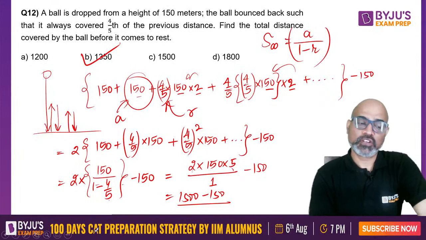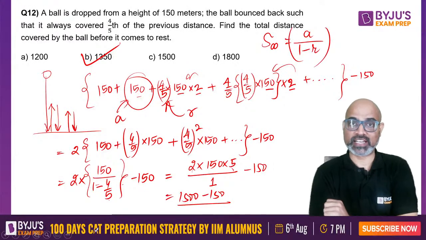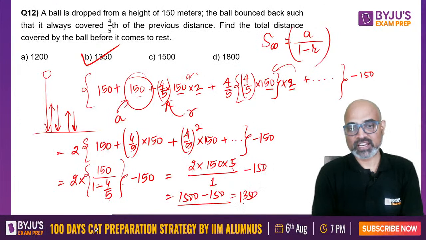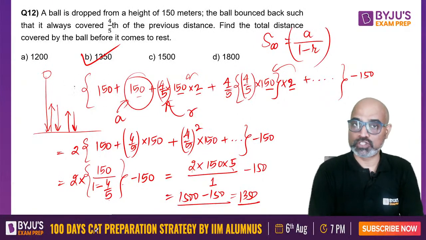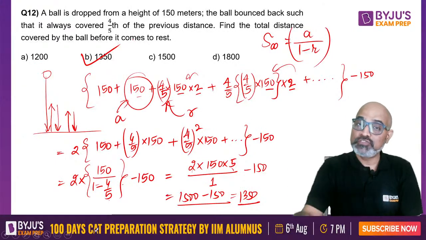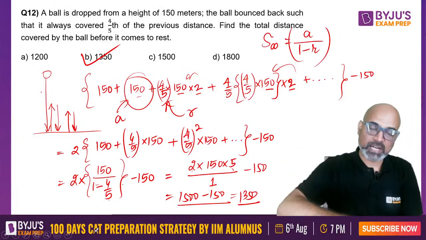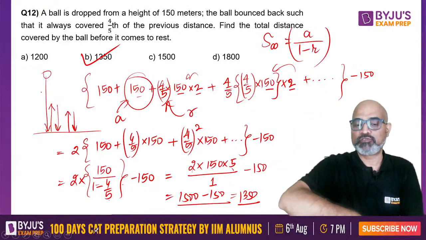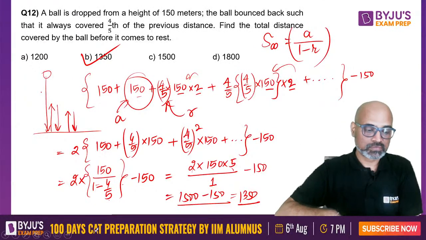The only option nobody answered, one person answered, that person also retracted his answer. Don't know why. So 1350. People who answered 1200, you forgot to include the first 150. People who answered 1500, you forgot to get rid of one extra 150. Because the first time it drops, there is only one-way movement that is going to happen. But after that, for every bounce you will have both ways, right?